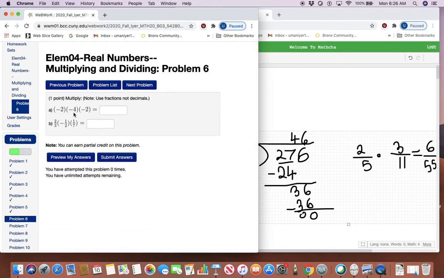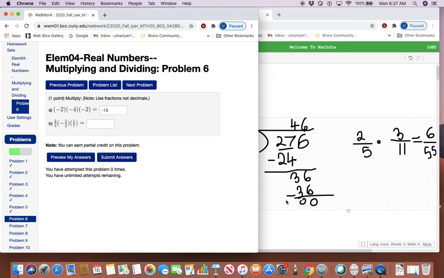Negative times negative times negative is a negative. 2 negatives make a positive, 1 negative is left over, right? Now multiply the numbers. 2 times 4, 8 times 2 is a 16. Next.